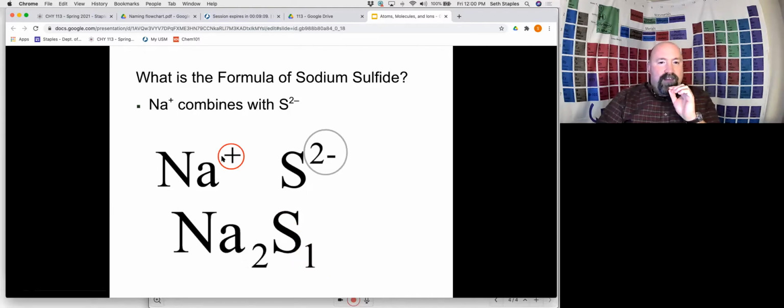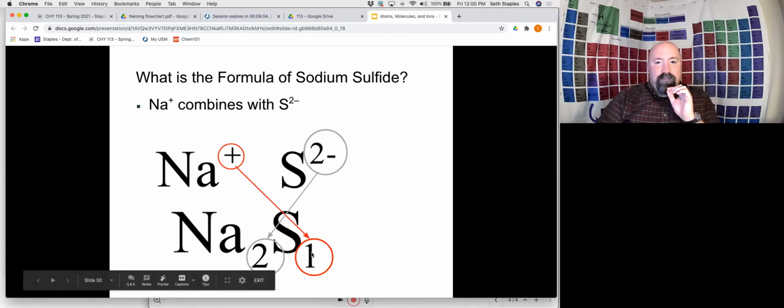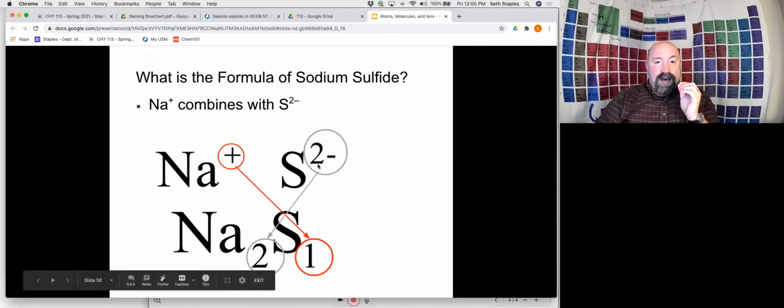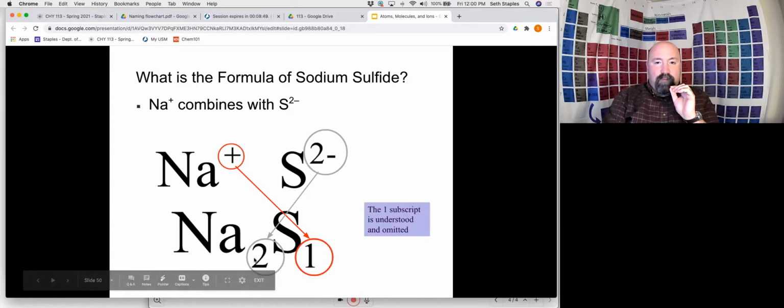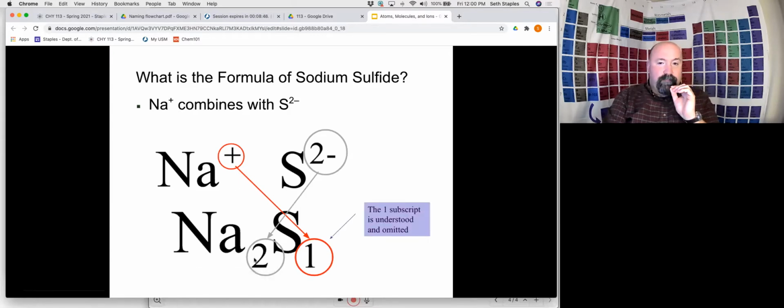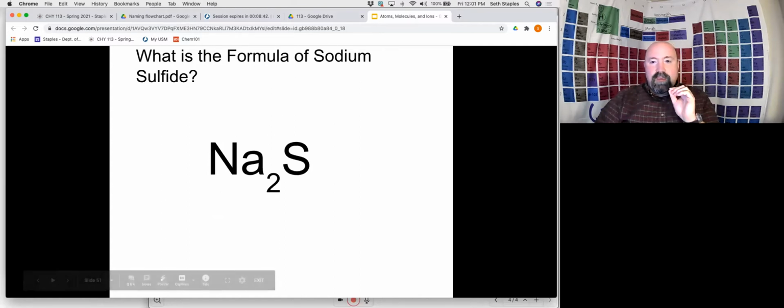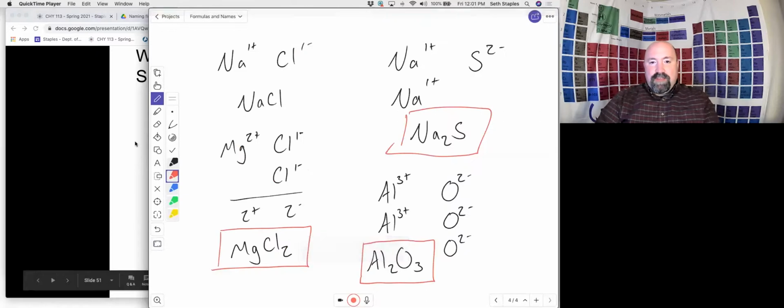Sodium was a 1 plus. That's going to become the subscript. That 1 becomes a subscript now on the sulfur. Sulfide is a 2 minus. That becomes our subscript on the sodium. And then we just omit the 1 because it's understood. So we get Na2S. Let's look back at these that we looked at to see if that holds true.